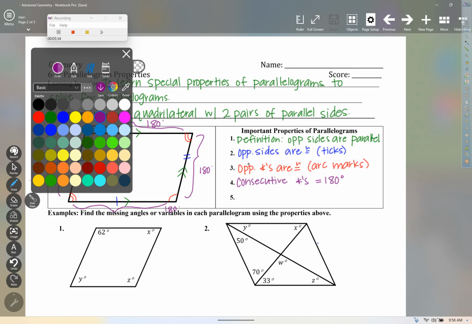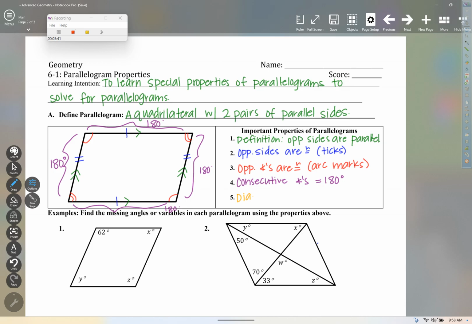And the last thing is that the diagonals bisect each other, which then makes alternate interior angles. So with that, make sure you're using your geometers so we get our straight lines. We are going to draw our two diagonals. Bisect means to cut in half. So if a segment is cut in half, that means that it's split perfectly into two segments.